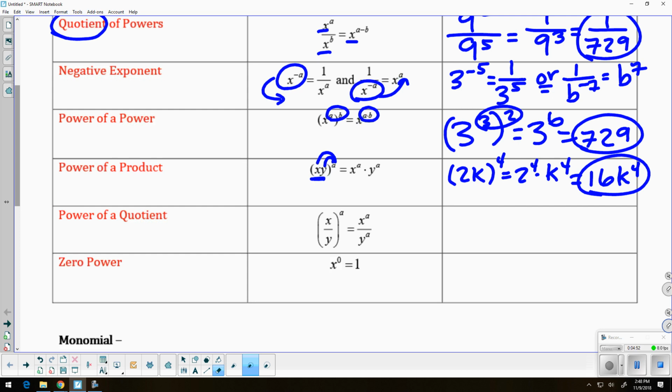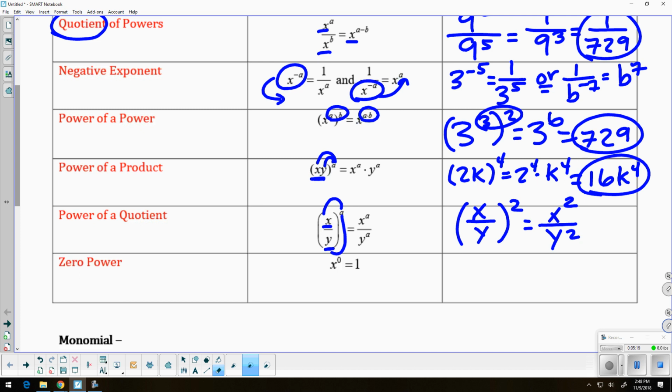Or same thing with the quotient, so power of a quotient. So again, I already have a division problem. These are being divided. X is being divided by y, but the whole thing's being raised to the a power. Again, you want to distribute that exponent to the top and the bottom, so you'd have x to the a over y to the a. So for an example, if I have x over y all being squared, well, that's just going to result in x squared over y squared. So you want to square everything inside.